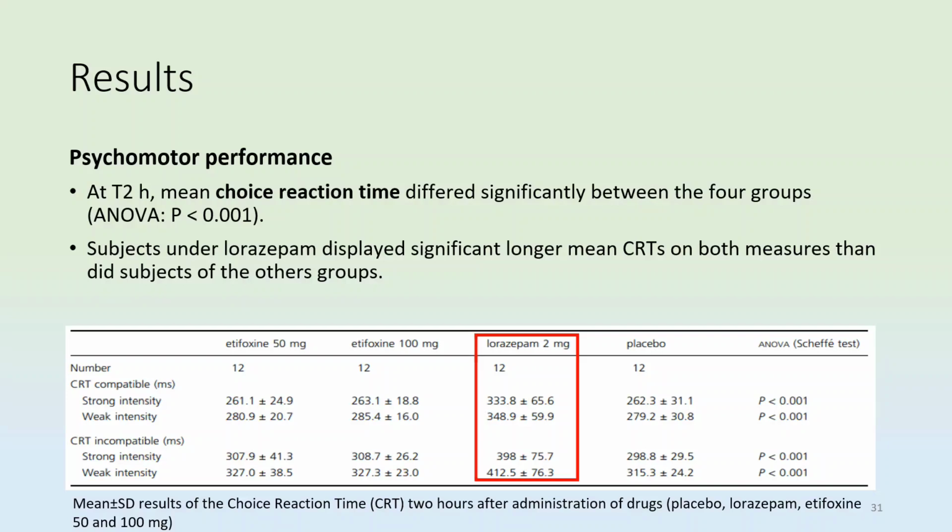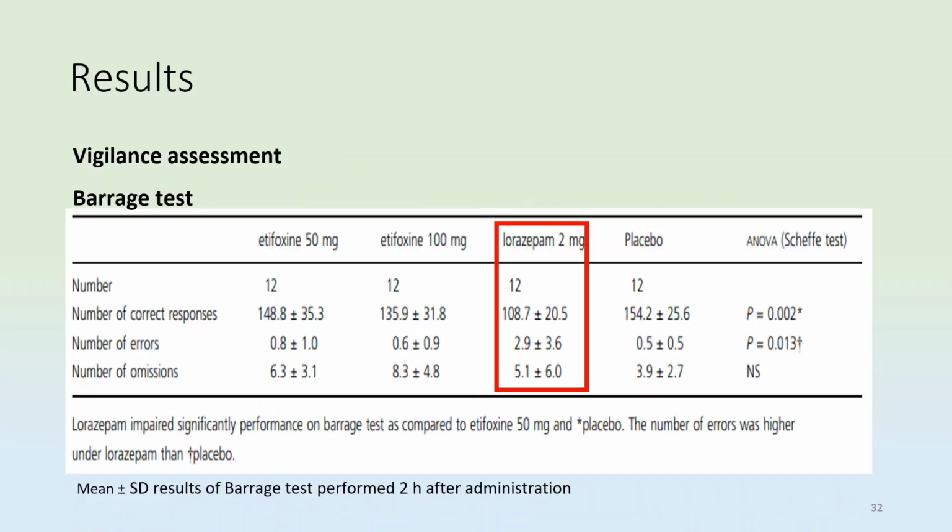We can see the choice reaction time, which is roughly the time taken from the stimulus to the desired effect. The choice reaction time of lorazepam 2 mg was somewhere around 3.8 ms, and etifoxine 50 mg and etifoxine 100 mg had similar choice reaction times, but much less than lorazepam. In the vigilance test also, it has been seen that lorazepam significantly impaired performance on the barrage test as compared to etifoxine 50 mg and placebo. The number of errors was also higher under lorazepam than placebo.